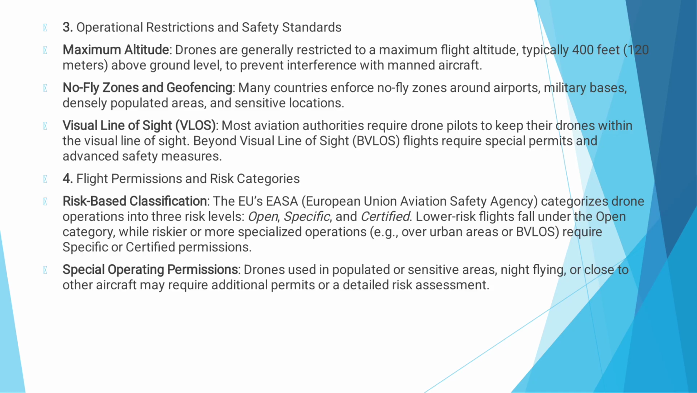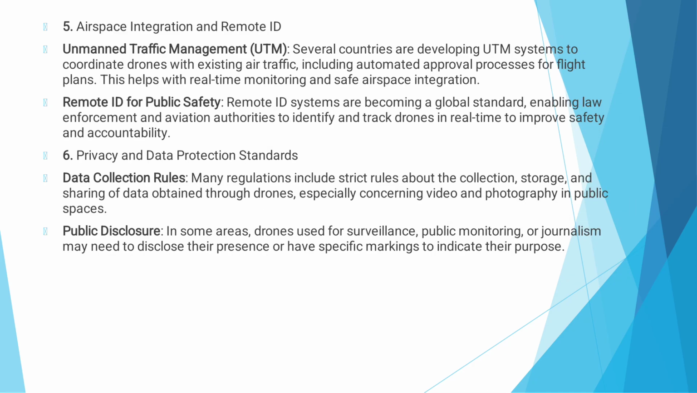Flight permissions and risk categories. Risk based classifications. The EU's EASA categorizes drone operations into three risk levels: open, specific, and certified. Lower risk flights fall under the open category, while riskier or more specialized operations require specific or certified permissions. Special operating permissions. Drones used in populated or sensitive areas, night flying, or close to other aircraft may require additional permits or detailed risk assessment.